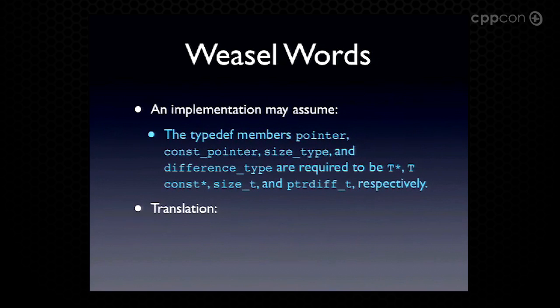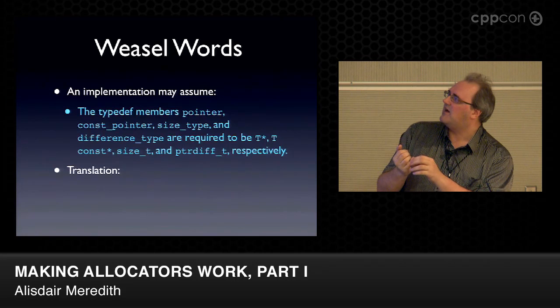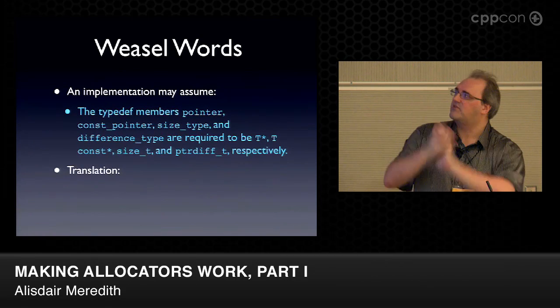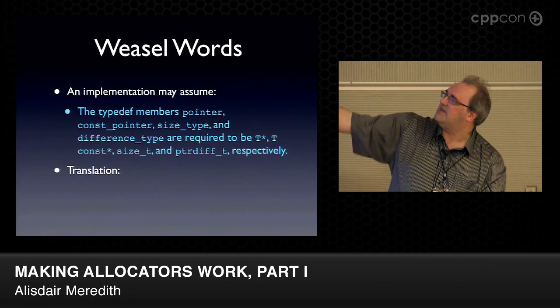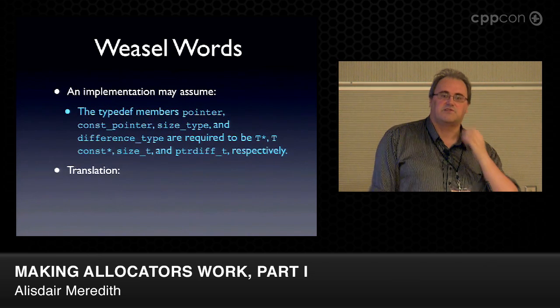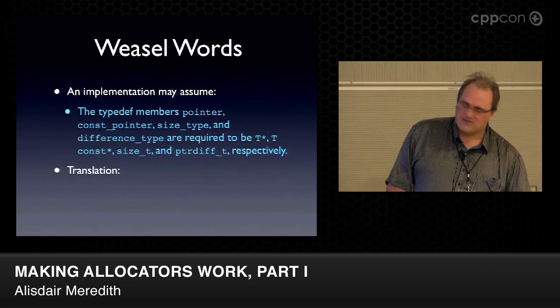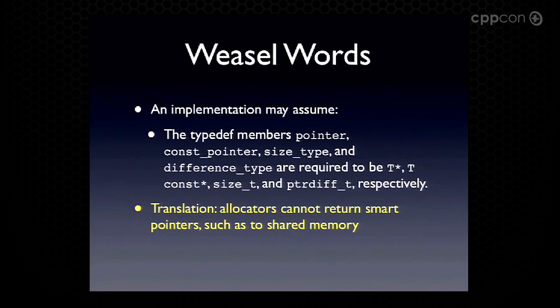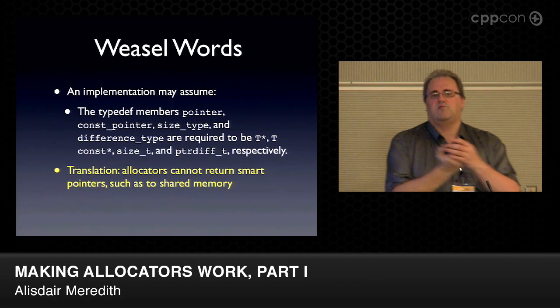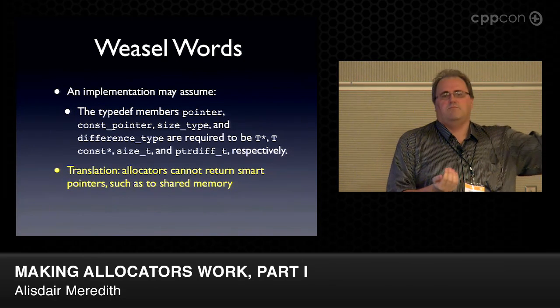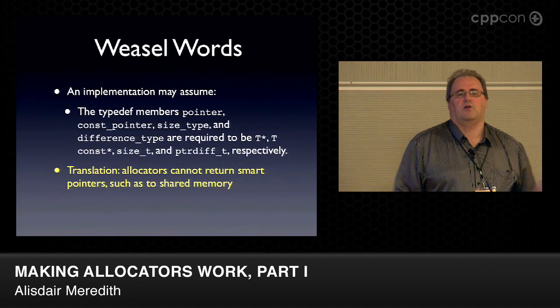Then we have this other piece of weasel wording that says the typedef members in your allocator can be assumed to be T star and T const star for pointer and const pointer, and size_t and ptrdiff_t for the size type and pointer difference type respectively. So the translation of this is, you can't have allocators that return any kind of fancy pointer, became our term of art here. And this is the kind of problem you run into if you're trying to do inter-process shared memory allocators, where you're not going to return a raw pointer because that raw pointer doesn't mean anything in a different process trying to use the same block of shared memory.